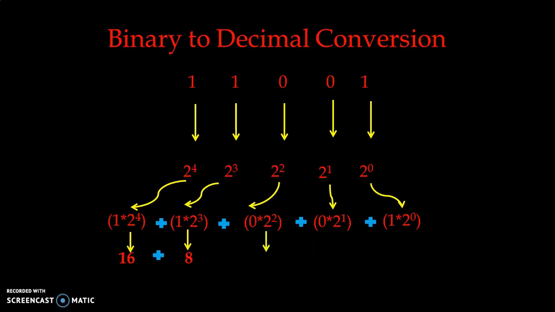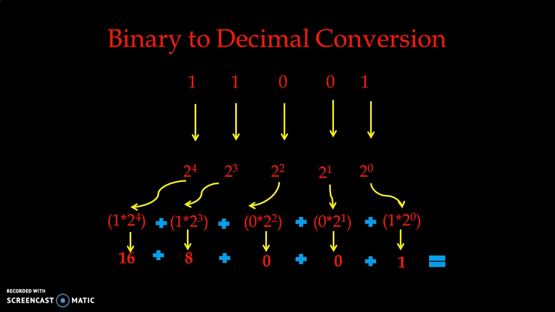Now we have 2 raised to 2 multiplied by 0. We do not need to worry about this. It is going to be 0. Again we have 0 multiplication, so it comes to 0, right? And now we have 1 multiplied by 2 raised to 0. 2 raised to 0 is going to be 1, and 1 multiplied by 1 is 1.